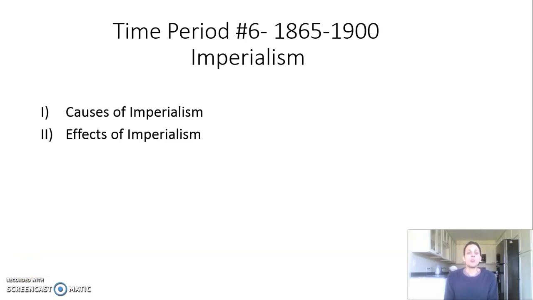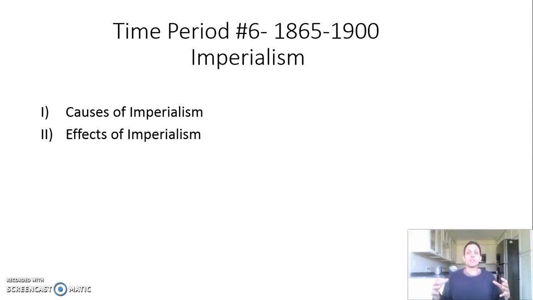Okay, ladies and gentlemen, our screencast for today is going to focus on foreign policy during time period number 6. When we talked about this in class, we labeled this time period the era of imperialism, which really starts in the 1880s and goes through the early 1900s. So it spans into time period 7 a little bit, so just be aware of that. Imperialism is not just in time period 6. It's really spanning into time period 7 as well.